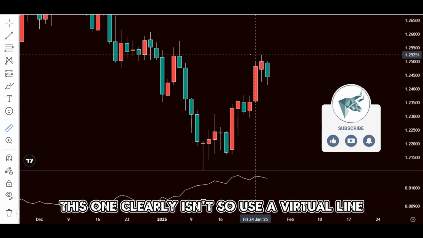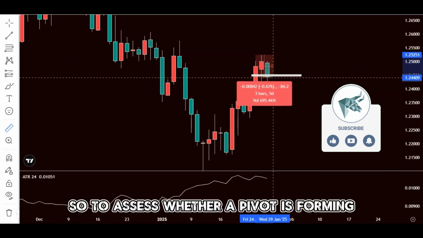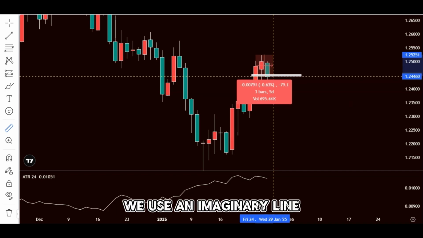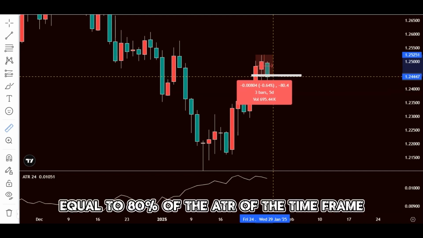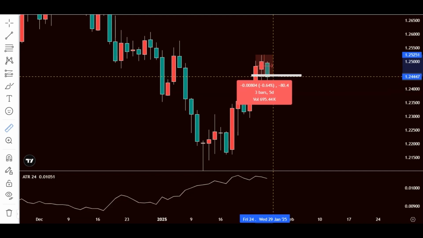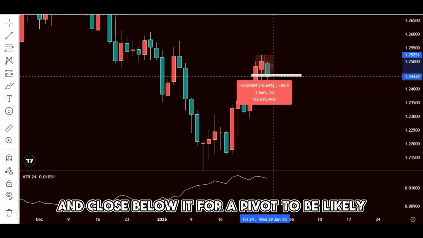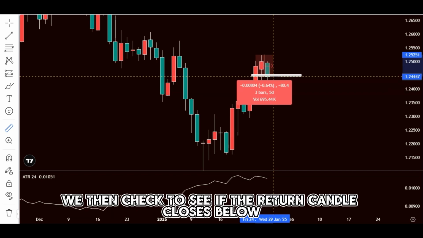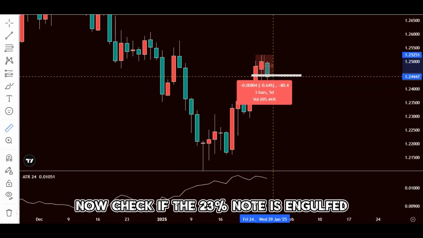This one clearly isn't. So, use a virtual line. To assess whether a pivot is forming, we use an imaginary line. This line is drawn from the tip of the peak at a distance equal to 80% of the ATR of the time frame, because price must return by at least the size of a standard candle and close below it for a pivot to be likely. We then check to see if the return candle closes below this imaginary line. It's valid. Now check if the 23% node is engulfed.